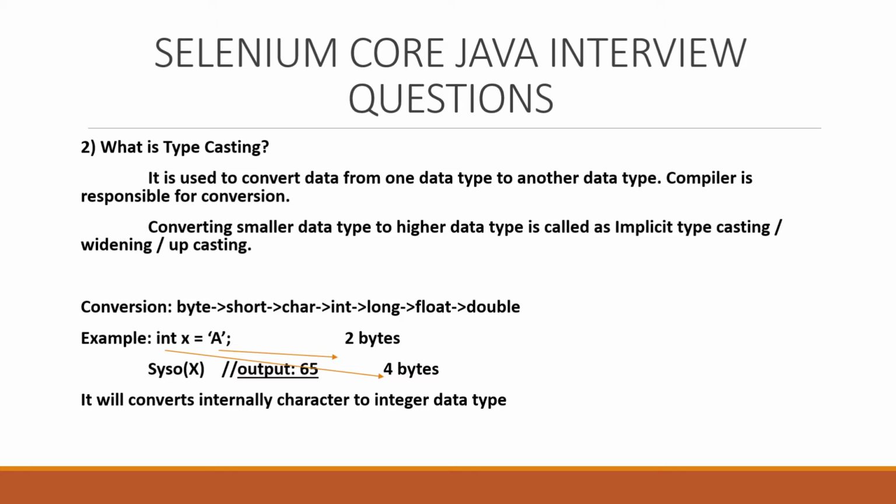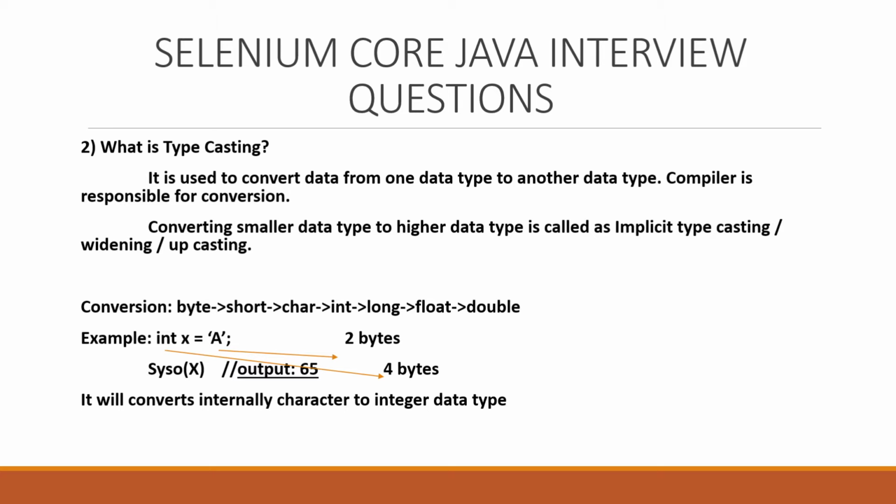So here, what is typecasting? Typecasting is used to convert data from one data type to another data type. Here the compiler is responsible for the conversion.